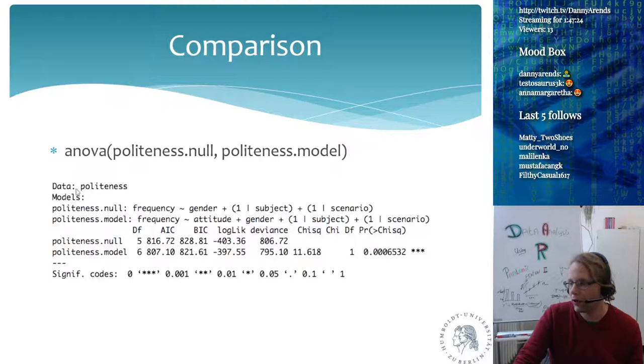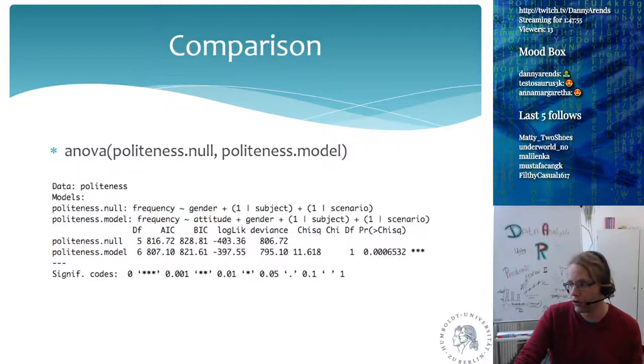Right, so now it will do the ANOVA test and it will give you the AICs. So it will do a model comparison. It will tell you that the null model takes 5 degrees of freedom, the full model, which has the attitude included, takes 6 degrees of freedom. You see that the AIC drops from 816 to 807, and you can see that there's a significant improvement when you add attitude to the model.